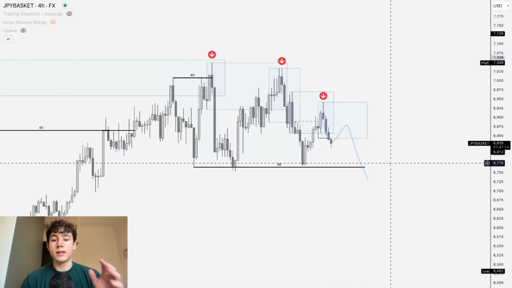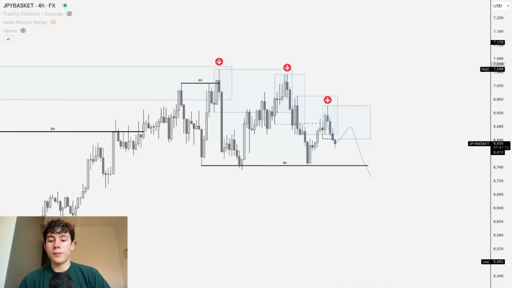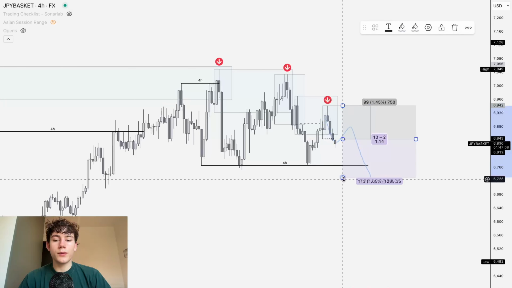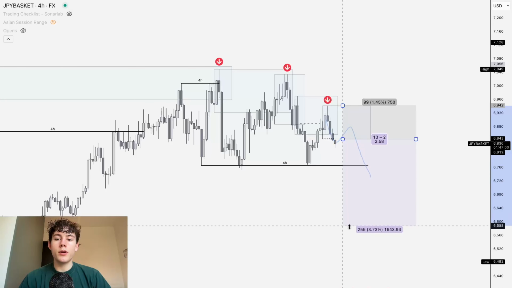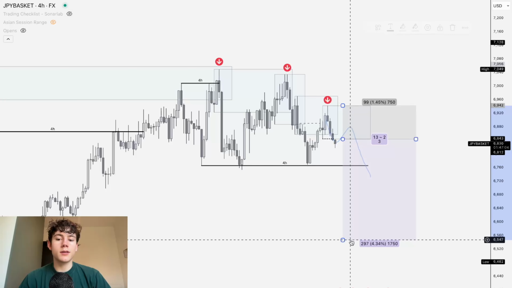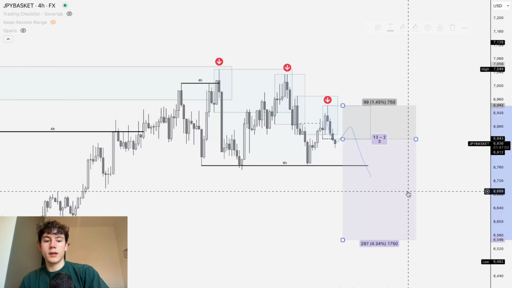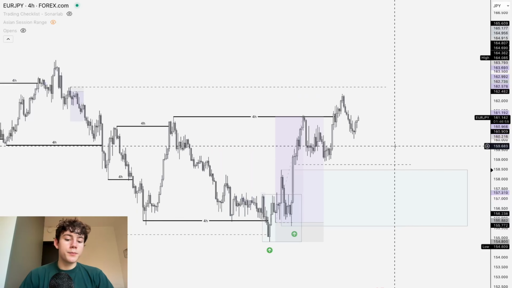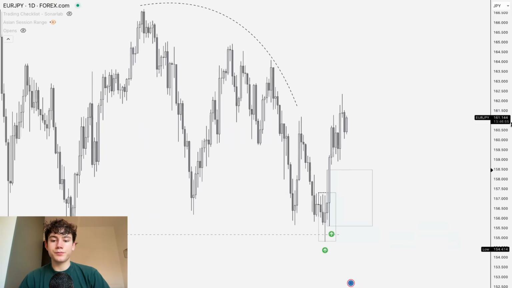Okay, so this is what I'm looking at, and of course this would be something that you could trade on the yen, but of course you cannot trade the yen basket. So that's why I'm going to leave this one out. Going over to euro yen, let's see the daily first.